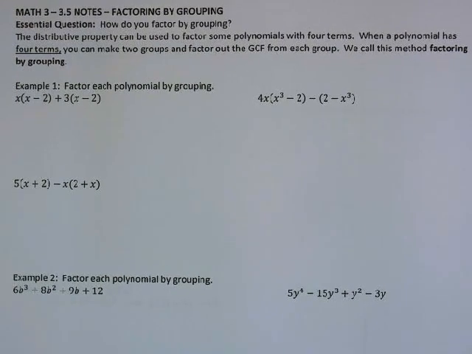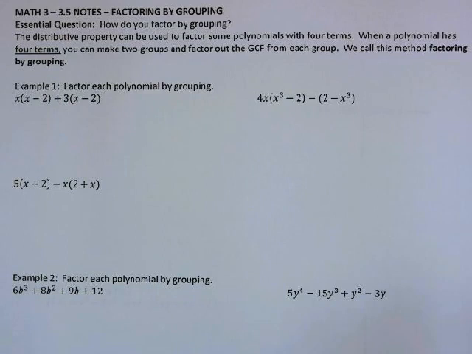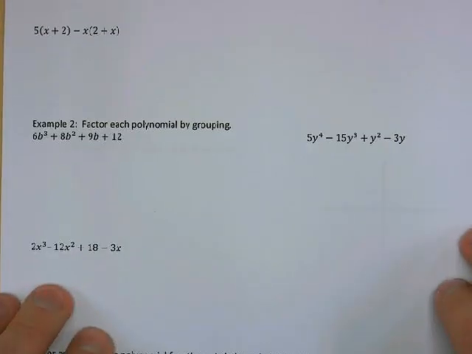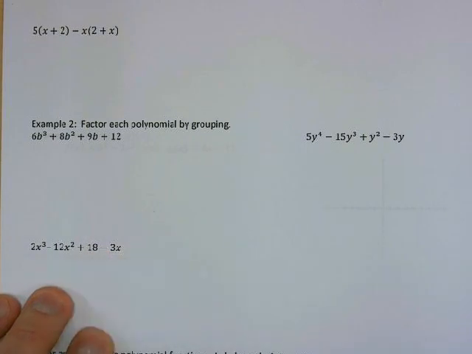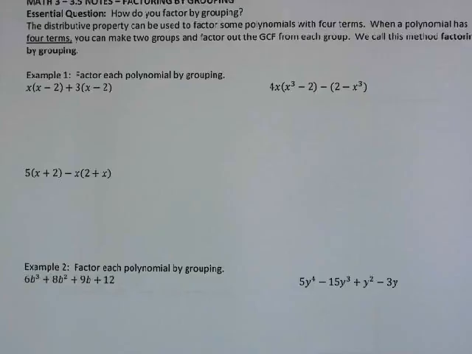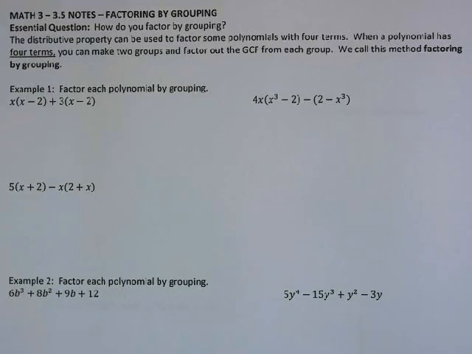But first of all, here are our notes here. And let's dive right into example one. Now, example one doesn't have four terms. Normally when we're doing factoring by grouping, it's going to be a problem that looks like this, a four-term polynomial, like one of these three here. These are basically halfway done for us already.